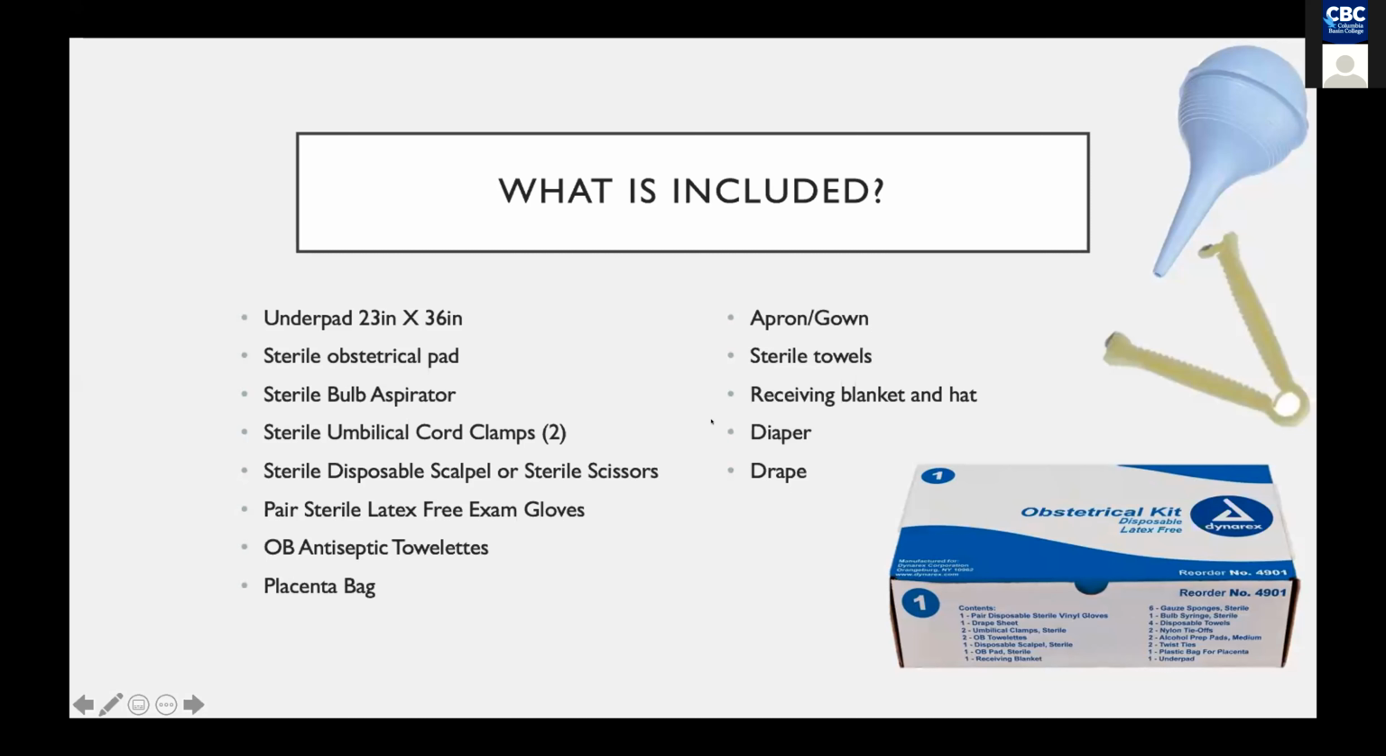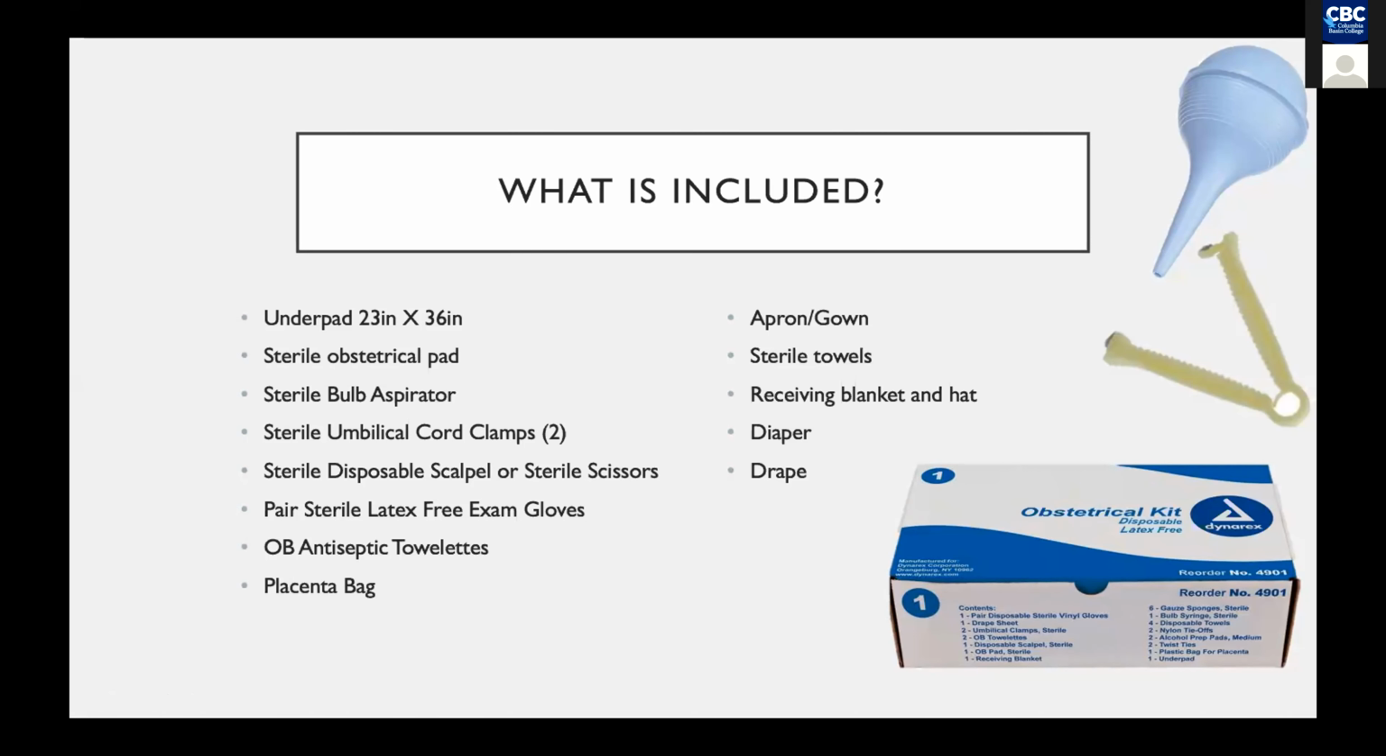Each kit varies as far as what is in it, but should have an underpad or a chux, and it's probably a good idea to grab extra of these if you're in the emergency department. It should come with 2 sterile umbilical cord clamps. You clip those on the umbilical cord and then cut in between them, either with a sterile disposable scalpel that's provided or the sterile scissors. It should be one or two of those.